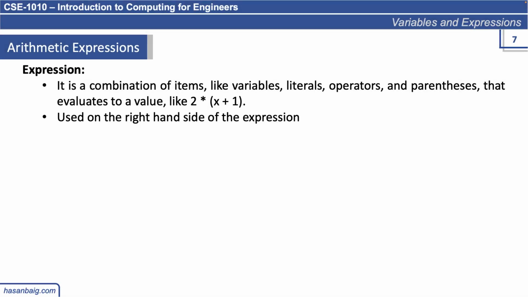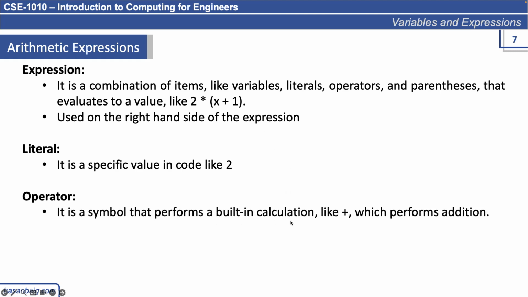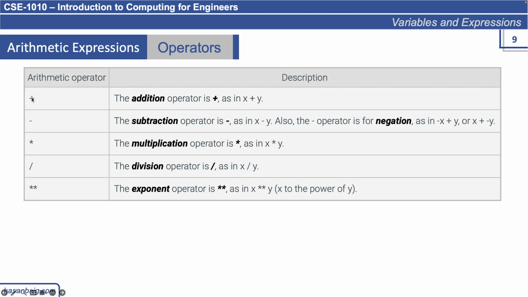So let's go back to the slides. Yes, it is used on the right-hand side of the expression. The literals are the specific values in a code, like 2 and 1 in this example, and the operators are the symbols that we use to perform an arithmetic operation, like plus, multiplication, minus, and so on. Then we have the arithmetic operators, which are the operators used in Python to perform arithmetic operations.